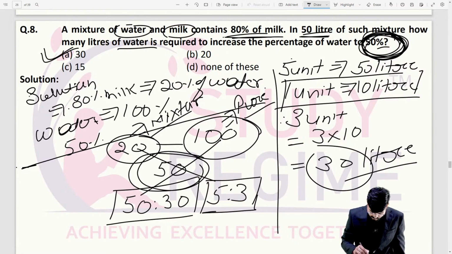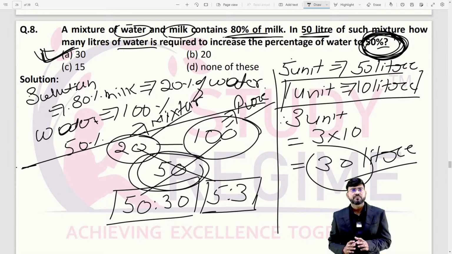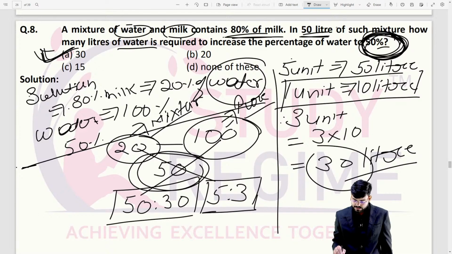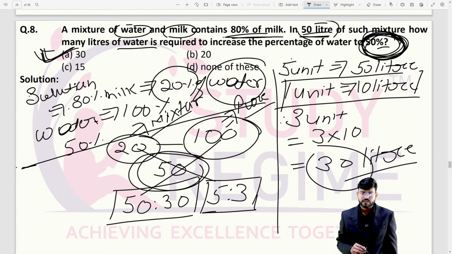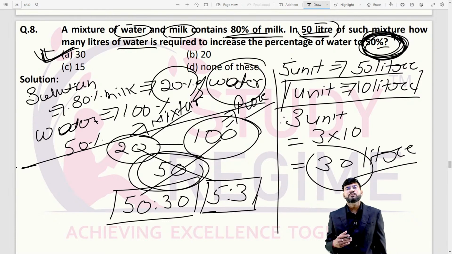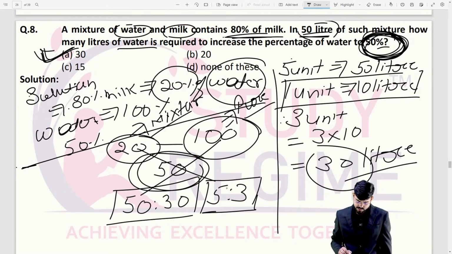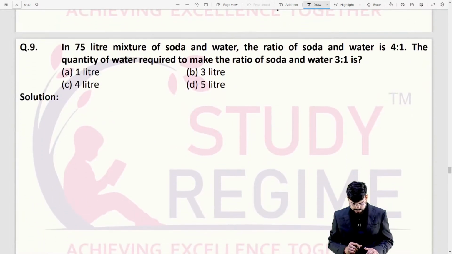Okay, so your option will be what? Option A. Clear? Easy question. We have taken the percentage. Why are we just focusing on water? Because in the question everything is given with respect to water. We have calculated 20% of water in the mixture, then we mixed 100% water, and subtracted 50%. The ratio comes out to be 5:3, and it is given in the question that the mixture is 50 liters. So 5 units represent 50 liters, 1 unit will represent 10 liters. So 3 units will represent how many liters? 30 liters. Clear? Okay. Let's move on further.